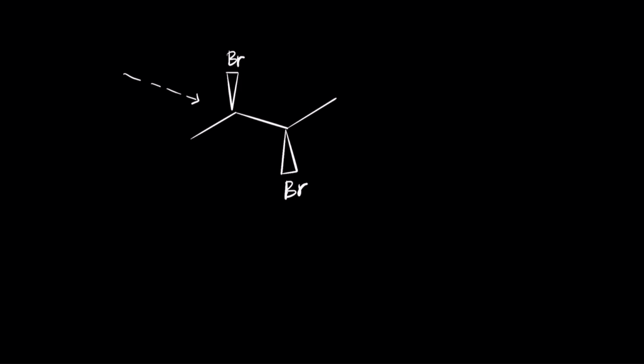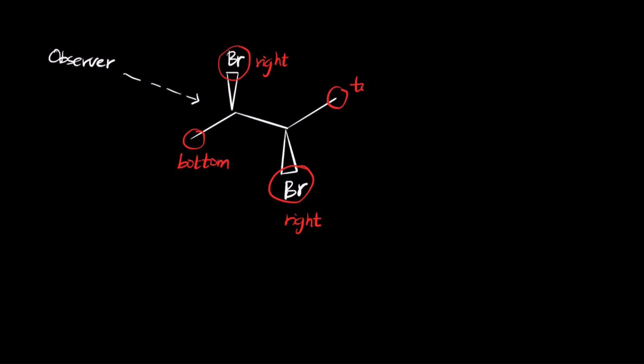If the observer is right here and you are looking at it this way, the first thing you want to do is, based on the wedges and the dashed lines, note down which side is what. Notice that this is a wedge, which means it's on the right side. This is a wedge, which means it's on the right side. If this is the right side, the one that's attached to it becomes the bottom. This here is the top. And the one that you see here, if there is nothing at the end, it means that it's a CH3 group.